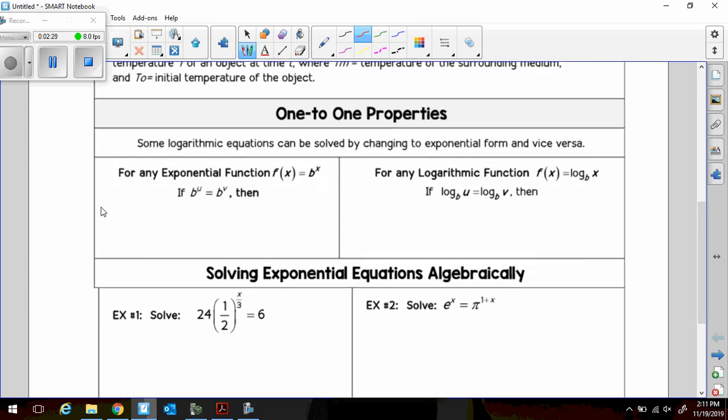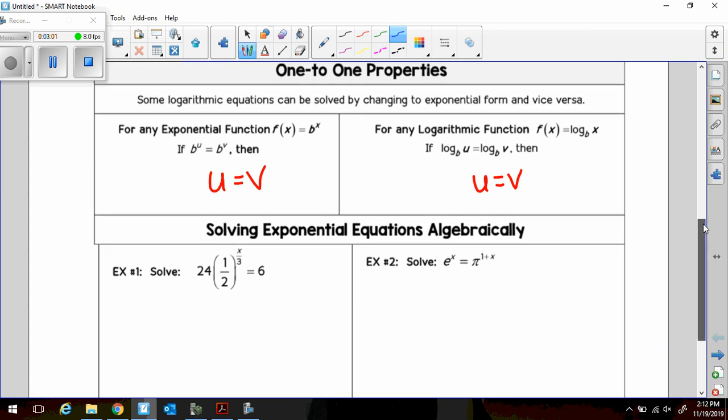So we have one-to-one properties. This says if we have a function f of x equals b to the x, if b to the u equals b to the v, then u has to equal v. The exponents have to be equal to each other. If the bases are equal, the exponents need to be equal. For any logarithmic function, if we have log base b of u and log base b of v, then again u has to be equal to v. The expressions need to be equal.